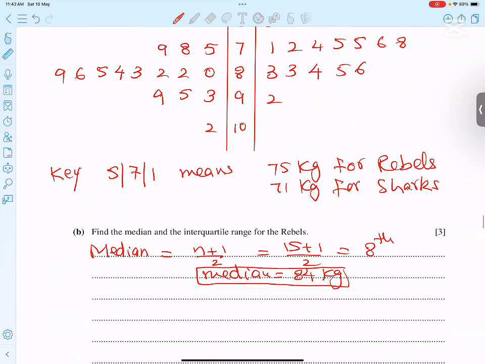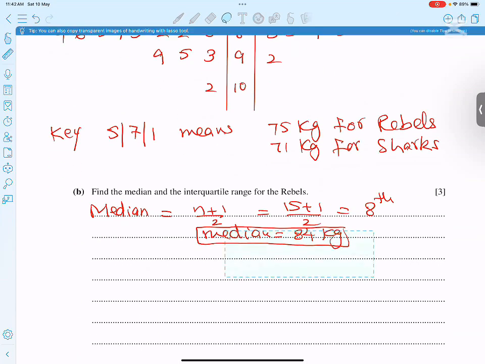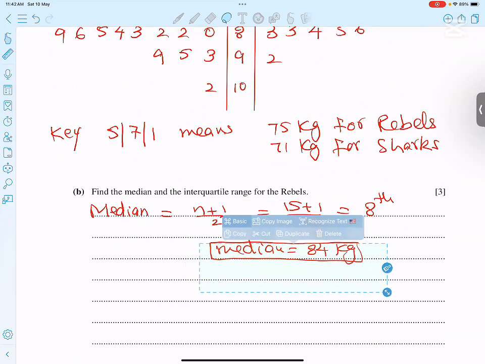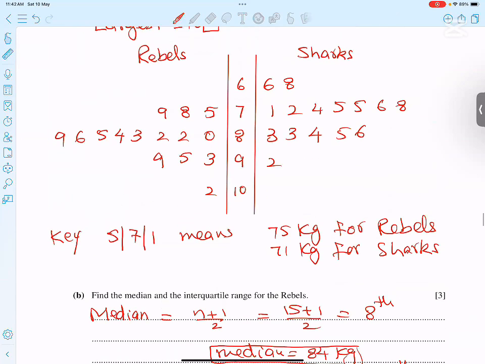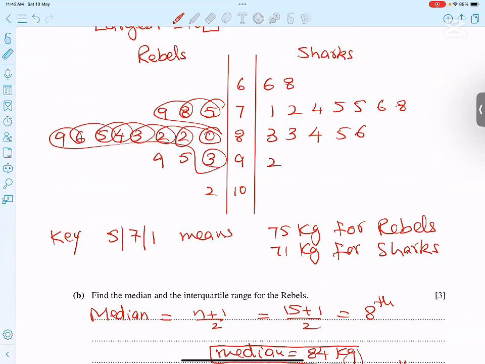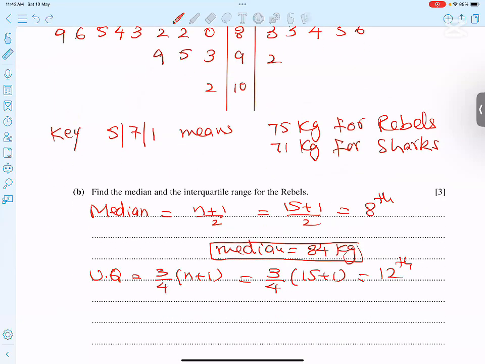Now let's talk about the interquartile range. We have a formula: find the upper quartile and the lower quartile, and then subtract them. The upper quartile formula is 3/4 of (n plus 1). N is 15, so 16, 4 fours are 12, so the 12th place. Counting 1 to 12, we get 93. So the upper quartile is 93 kilograms.